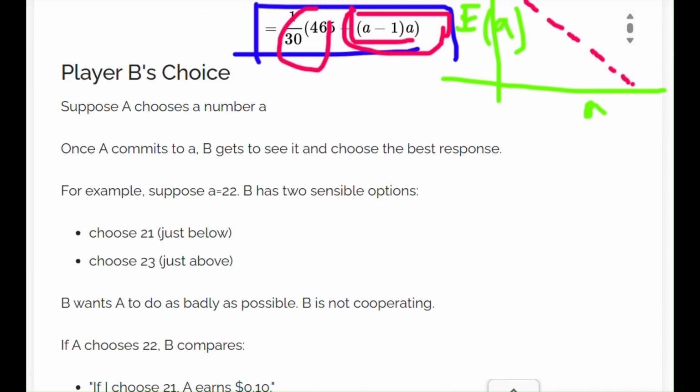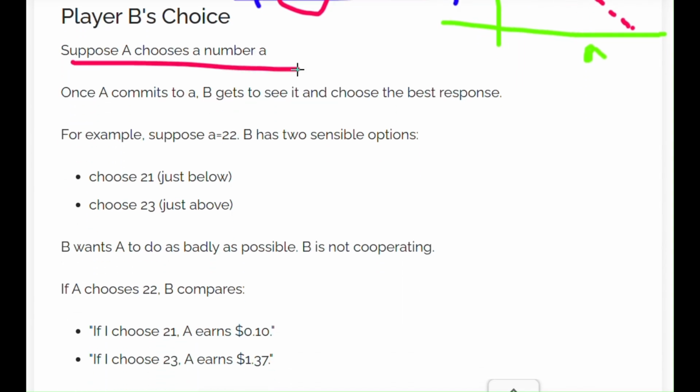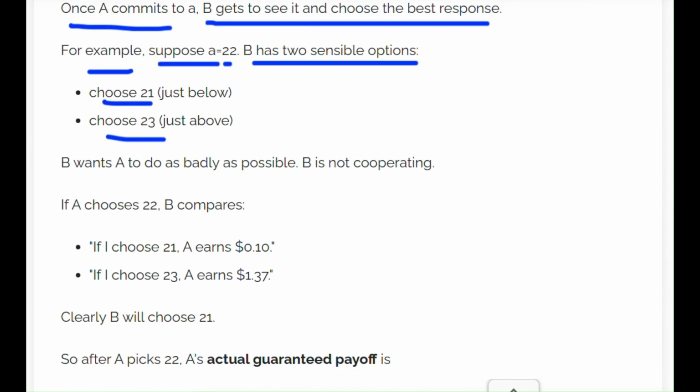Now comes the part of game theory. Suppose A chooses a number A. Once A commits to A, B gets to see it and chooses the best response. For example, suppose A picked 22. Now B has two options, as we saw previously. He'll choose as close to A as possible. So he'll choose either 21 just below or 23 just above. Now B wants A to do as badly as possible.